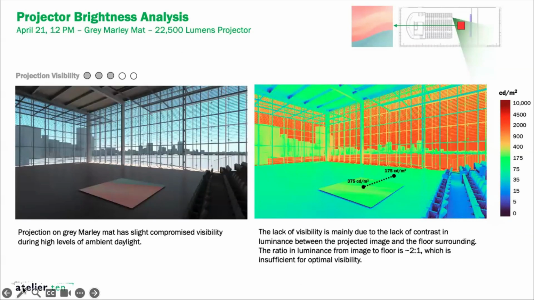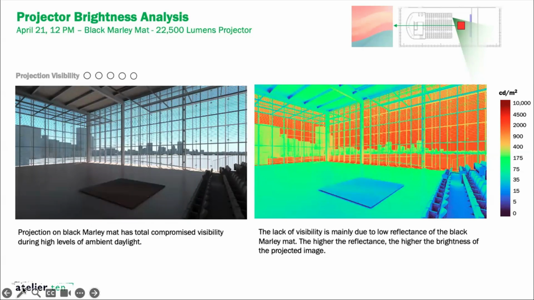So these are the results. This is projecting an example image that the architect provided to us on a gray Marley mat. You can see that the projection on the gray Marley mat has slightly compromised visibility due to the high levels of ambient daylight. You can see that the contrast between the projected image and the floor right adjacent to it is only 2-to-1, meaning there's a higher risk of lack of visibility of the projection.